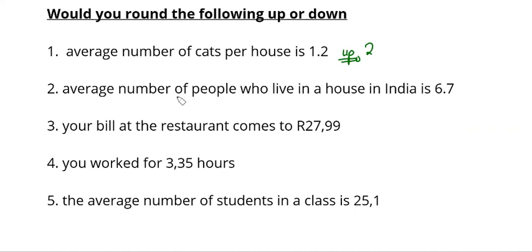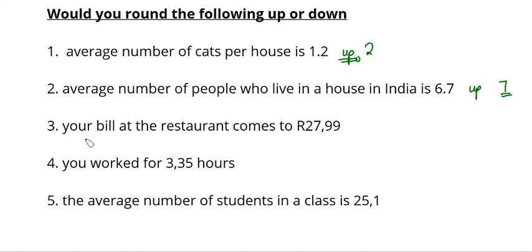Then here, the average number of people who live in a house in India is 6,7. It's going to be up again here, and it's going to be 7 people. Now you can see that we are not respecting the rules here. If we are to leave it as a whole number here, we need to look at 2, and 2 is below 5. But why are we rounding up? It's because these are number of cats. It's not like money where you can round down, or we're using the rounding-off principles.